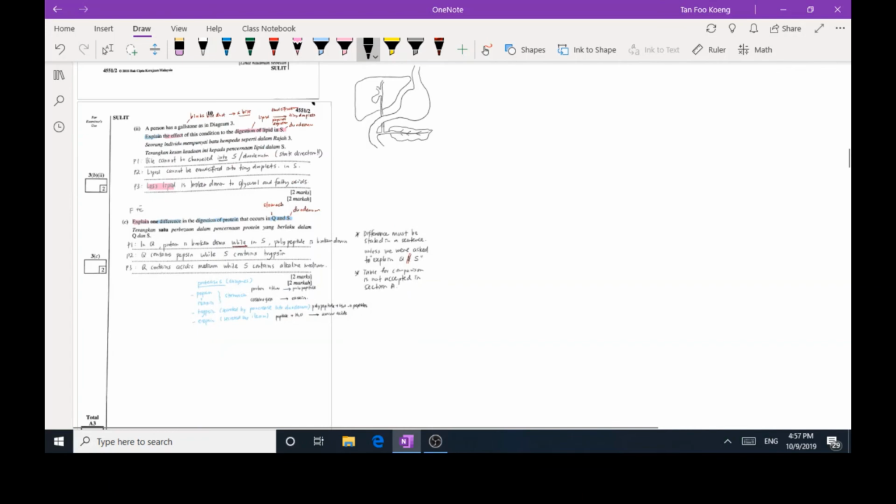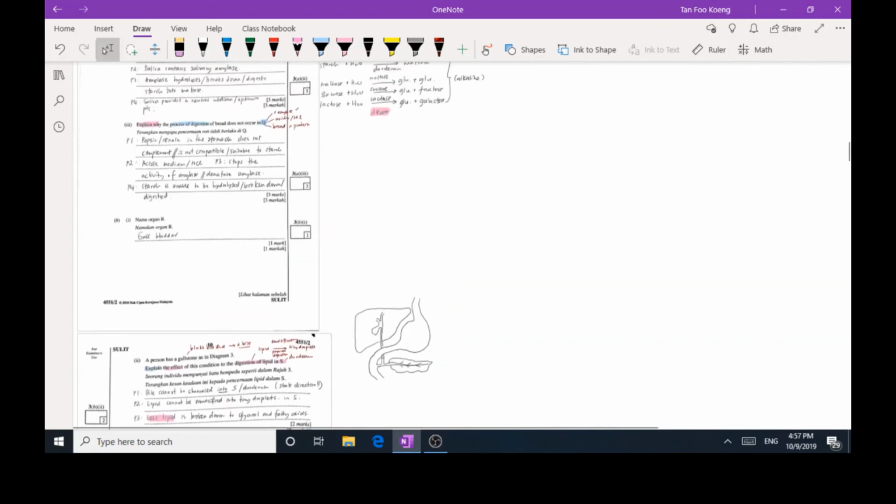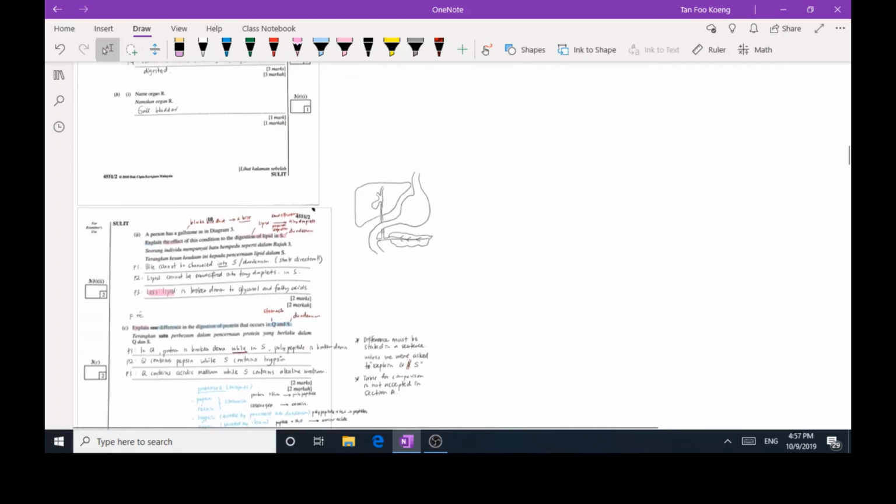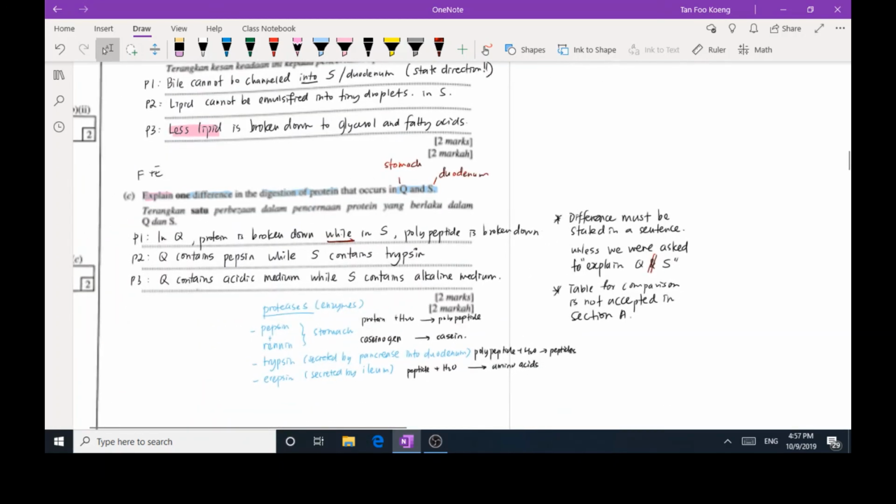Right. So basically today we learned how to compare things, and make sure that if you want to make a comparison, state your comparison in a sentence. Don't break the difference into two sentences.